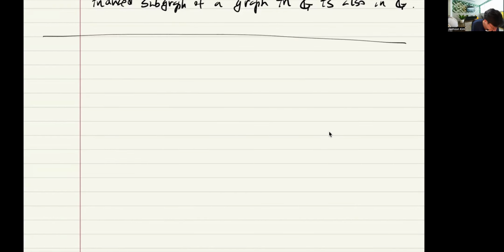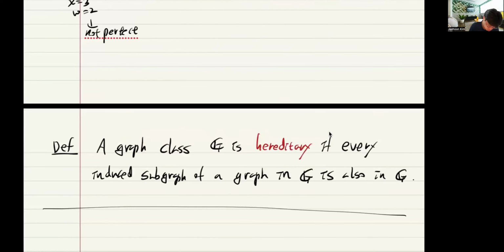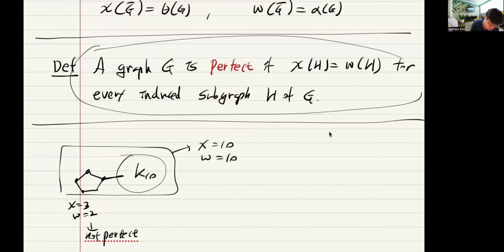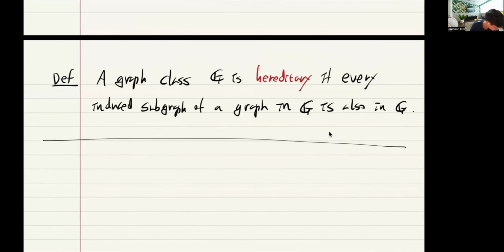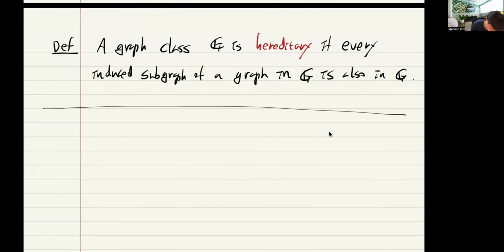So we want to learn about this perfect graph. We define a perfect graph to be a graph whose induced subgraphs satisfy this min-max relationship between chromatic number and clique number. Okay, and we want to first consider some examples of perfect graphs.